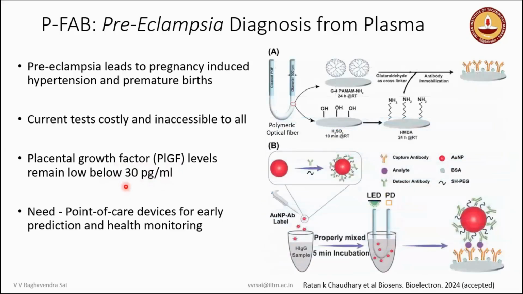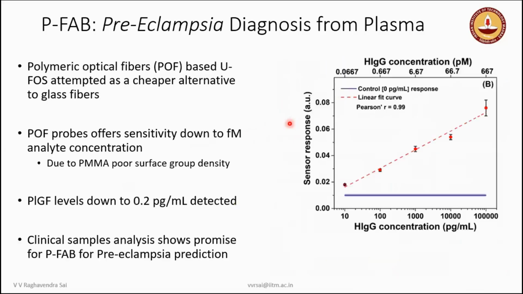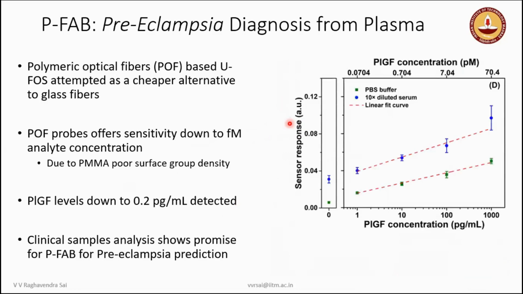So we went ahead and did the same assay. However, here we have used a polymeric optical fiber. The chemistry is again different, not a silica fiber. Polymeric optical fibers are going to give less sensitivity, but we are still okay with that. So what we did realize is that we were able to go down to 0.2 picogram per ml of PLGF detection.